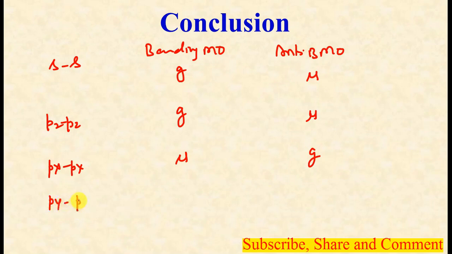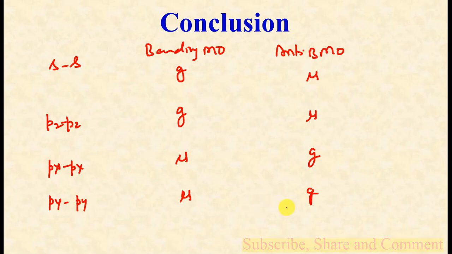Similarly, for py type of overlapping, they have the same signs as that of px type overlap. So this is the conclusion which we are getting here. So this is the way how we can represent the g and u symbols for bonding and anti-bonding molecular orbitals.